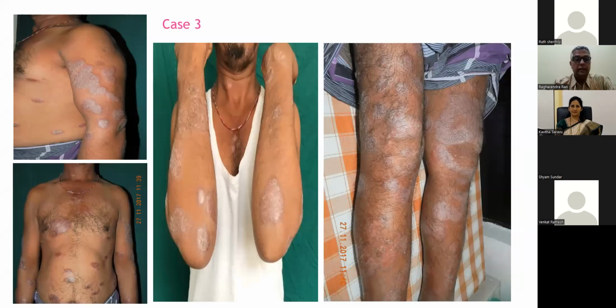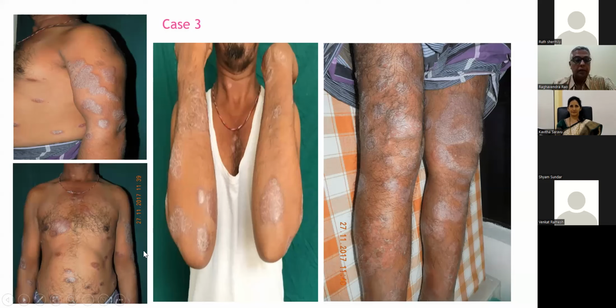The third case is a 41-year-old farmer from interior Karnataka who had this kind of presentation. He had erythematous and scaly plaques affecting the extremities and trunk, and the lesions were seen on the extensor aspect of extremities. He consulted a dermatologist at his place, and he was diagnosed as psoriasis and started on methotrexate. But there was no improvement with the treatment.